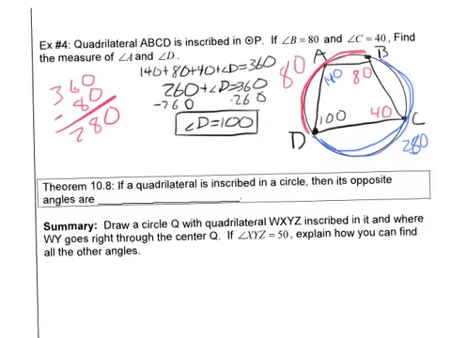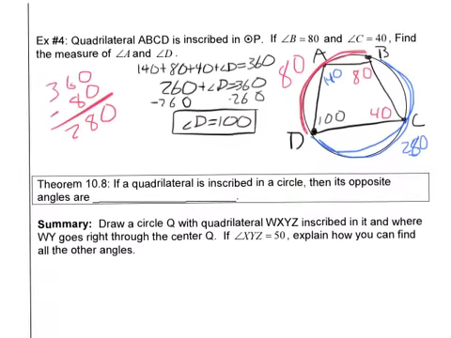What I want you to do is take a good look at that and see if you can identify something about opposite angles inside a quadrilateral that's inscribed in a circle. Because take a look. Theorem 10.8 says, if a quadrilateral is inscribed in a circle, then its opposite angles are what? What do you think is going on here? Well, I see that 100 plus 80 is 180, and 140 plus 40 is 180. So that means that they are supplementary. And there we go. All right.